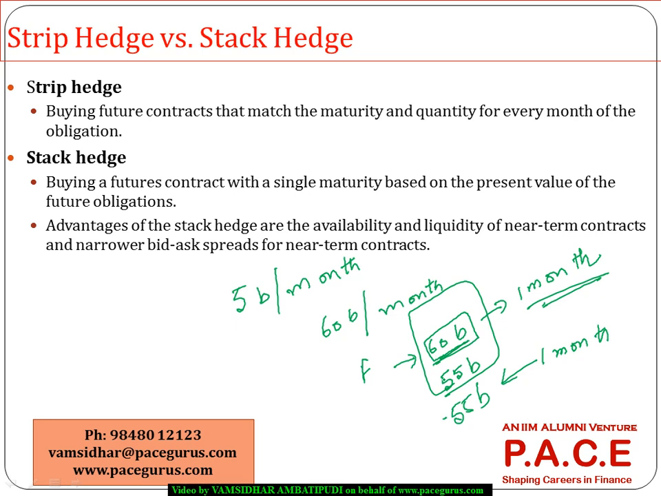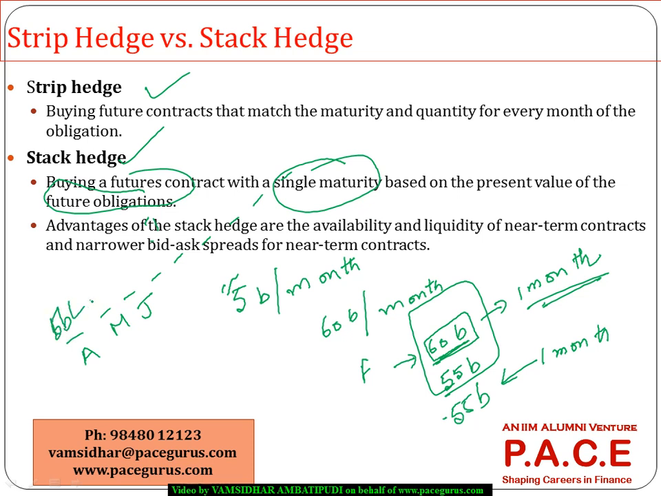So when I am following this kind of strategy, where you are taking a future contract with a single maturity for all the future obligations put together and then rolling it over, that is what we call a stack hedge. But when I am saying strip hedge, if there are 12 contracts available for 12 different maturities, like an April future, May future, June future, for each of them, I'll get into a 5 barrels long position. This is what is called a strip hedge. Based on my requirement, I am doing the hedging.